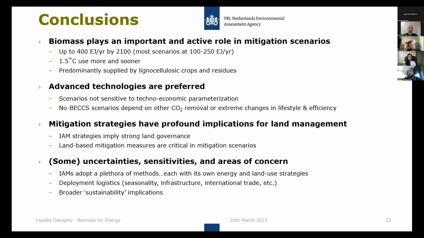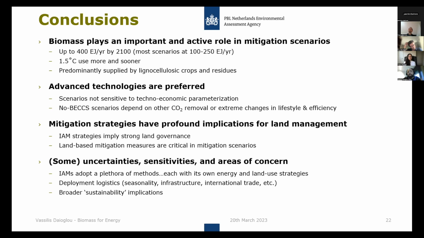In 1.5 scenarios, we see that as we try to increase the climate target, there's more biomass and faster. It plays this active role. And it is predominantly supplied by lignocellulosic crops and residues. So different than the current biomass supply, the biofuel supply that we see in the current system, dominated a lot by first generation crops. So this leads to the second point, which is that advanced technologies are preferred.